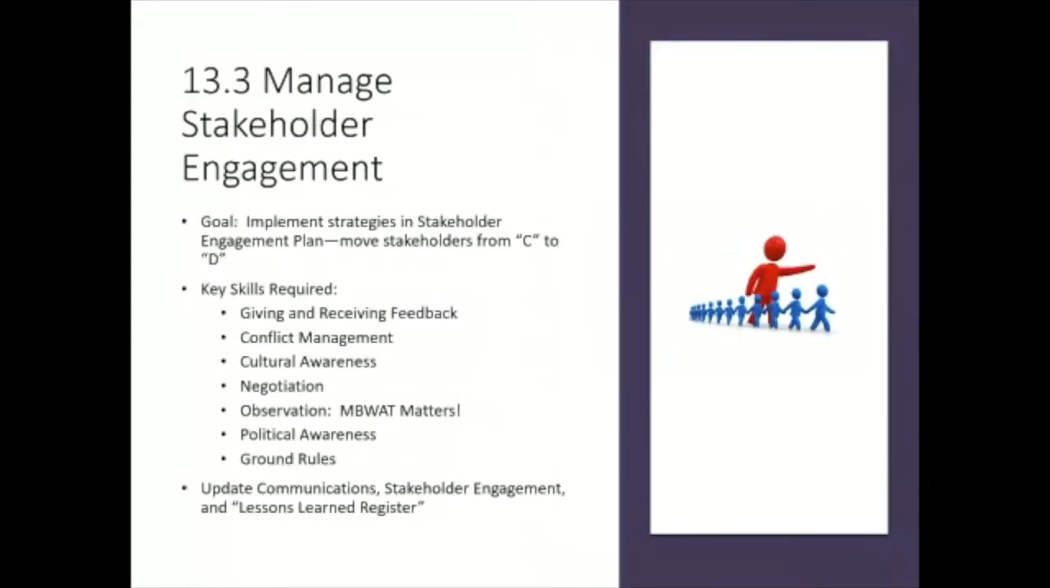All right, moving along, what do we have? We have our stakeholder register where we identified all of our key stakeholders. We have our stakeholder engagement plan. We evaluated them in terms of current level of commitment and where we want them to be, and now we have strategies. Step number 3. Manage stakeholder engagement. What is the goal? This is where you implement your strategies in the stakeholder engagement plan. This is where you move stakeholders from C to D.